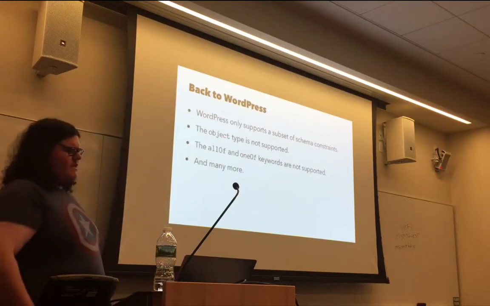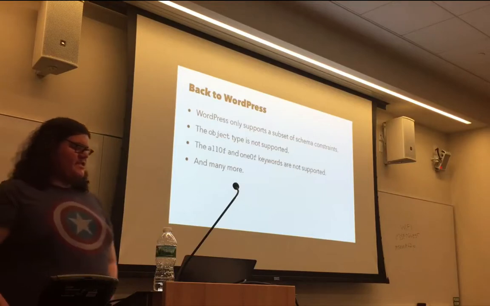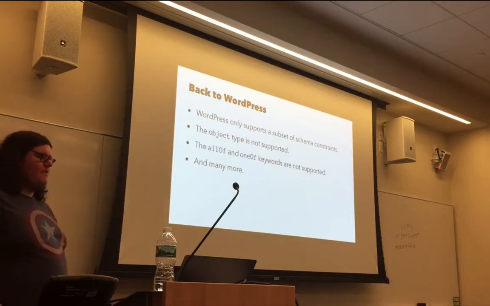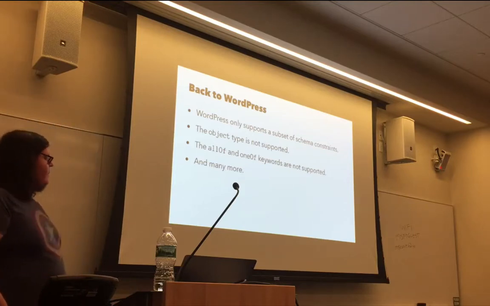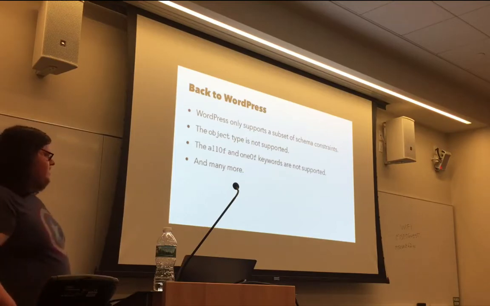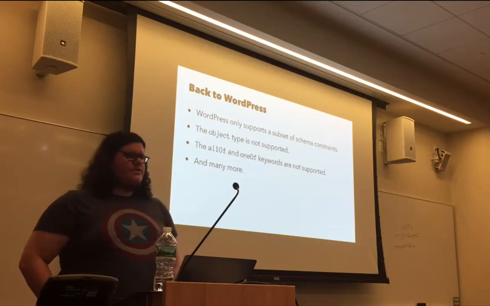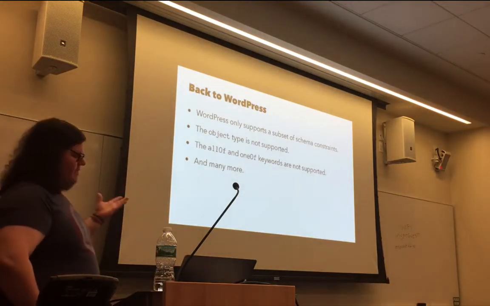So let's take this back to WordPress. WordPress only supports a subset of the schema constraints that I showed you. The object type is not supported, nested objects won't be validated. The allOf and oneOf keywords are not supported either. Additionally, JSON Schema provides a vast array of many helpful keywords that aren't used by WordPress core, so there's not a WordPress core implementation for this. But we can still use it.